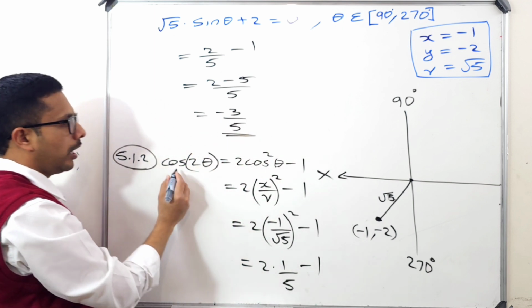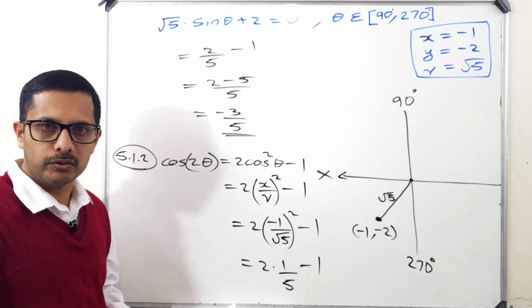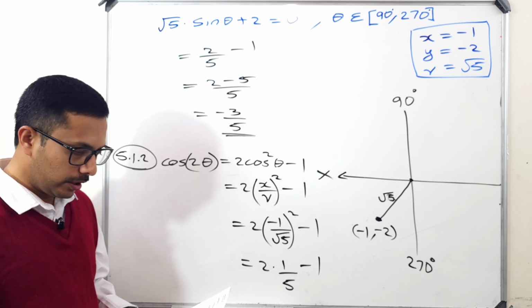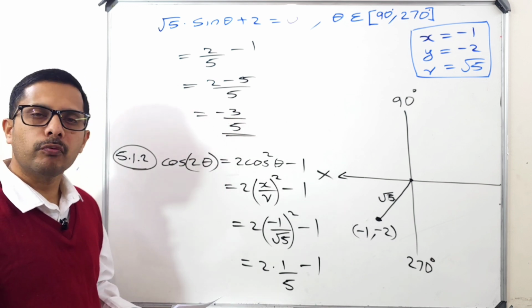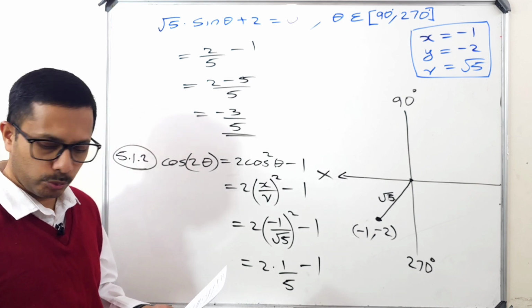So what is the answer of cos 2 theta? It is minus 3 over 5. Do you understand? Okay. So that is question number 5.1.2. Now let's move to question number 5.2.